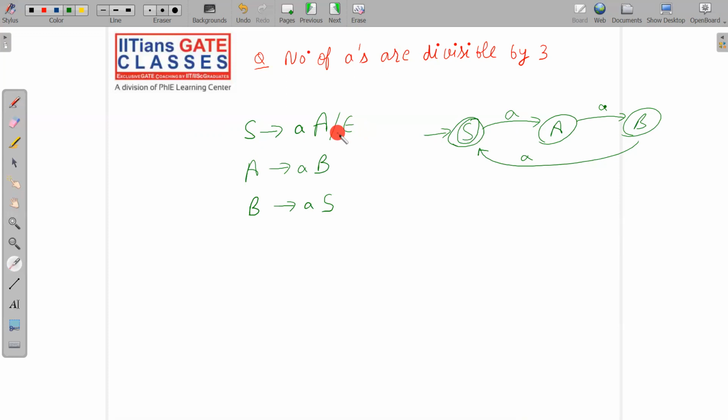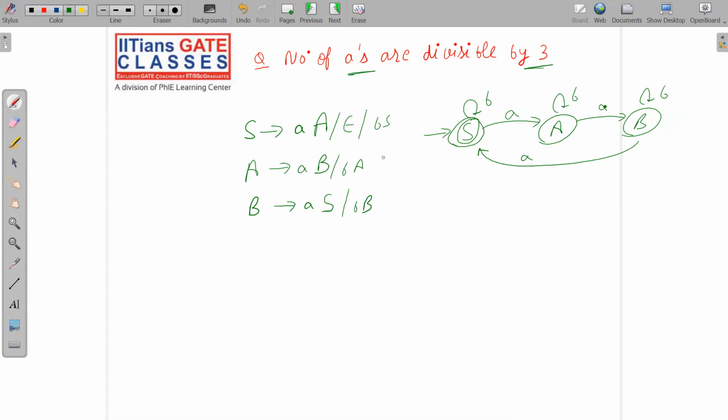Why are we writing S implies null? Because the number of A's should be divisible by 3, and null has a number of A's divisible by 3. Okay, what about my B's? I think you should remember we have a self loop of B now. So we will write here BS, BA, and BB. Okay, I hope I have made the point clear. So this is a regular grammar which generates all possible strings over A and B in which the number of A's is divisible by 3. Okay, so this is a very simple grammar. You should note it down.